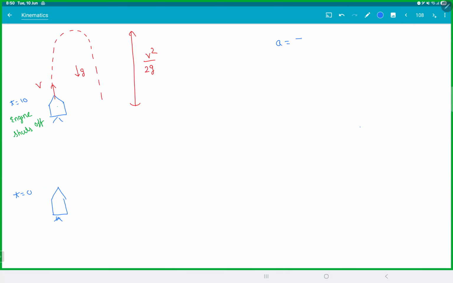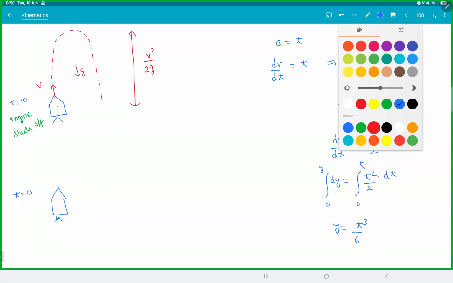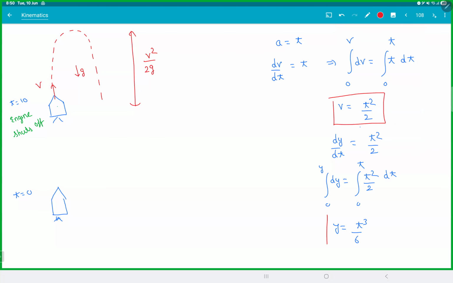So we have A is equal to T. This will be dV by dt is equal to T. Integrate this: dV is equal to T dt. You have to go back to the derivation. Initial velocity is 0, initial time is 0. So we get V is equal to T square by 2. Integrate this again. I'll put dy by dt because you are talking about the vertical coordinate, equal to T square by 2. Again integrate this: dy will be T square by 2 dt. Integrate 0 to y and 0 to t. So we get y is equal to t cube by 6. There. This is the velocity of the rocket and this is the height of the rocket at any time t.